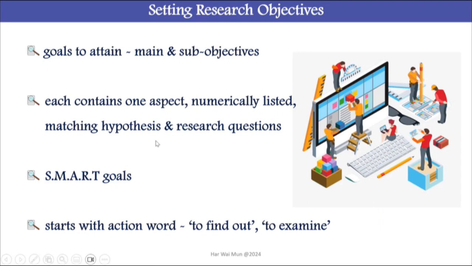Matching hypothesis and research question. Okay? Practically, we will try to think and list down our objectives first. Then we will create our questions and then create our hypotheses. Right? The research question is just making a question. For hypotheses, you have two: one is the null hypothesis and one is the alternative hypothesis. The null hypothesis, N-U-L-L, is basically just no relationship. The alternative hypothesis means there is a relationship.